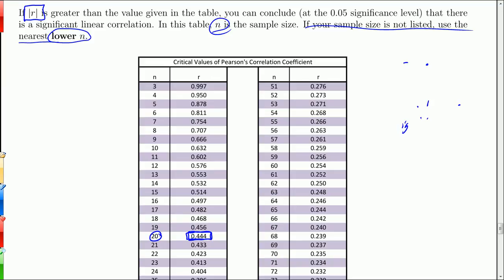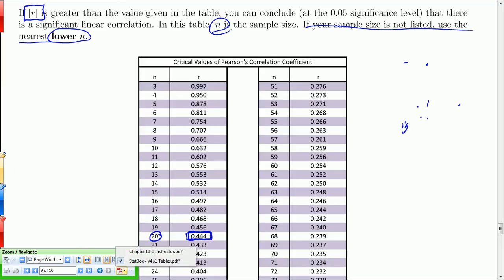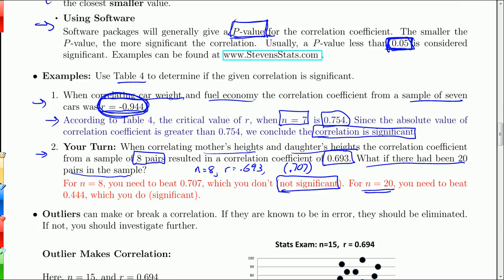So 0.444 is the critical value when n equals 20. So what that means is if n equals 20, we actually did have a significant correlation. So whether or not the correlation is significant does not only depend on the value of the correlation coefficient, but the sample size as well.